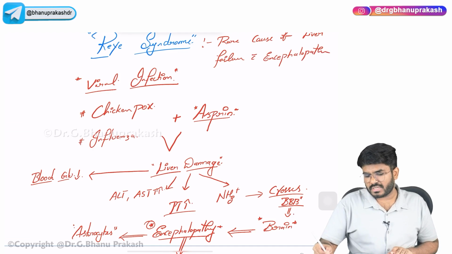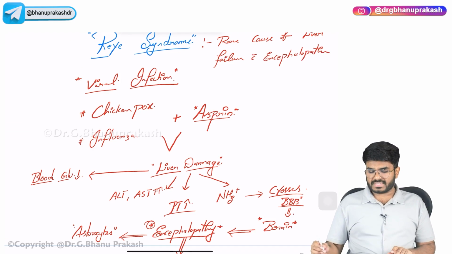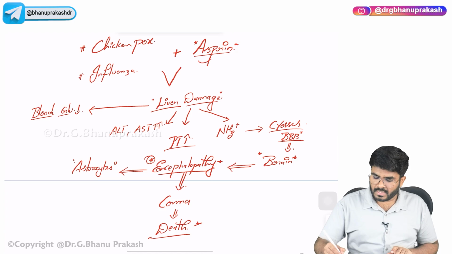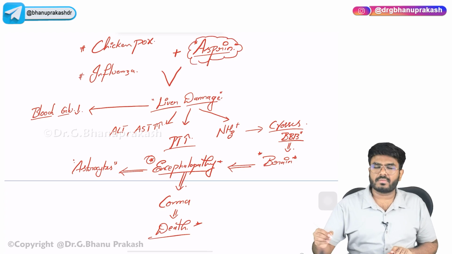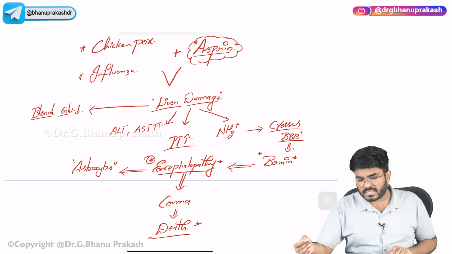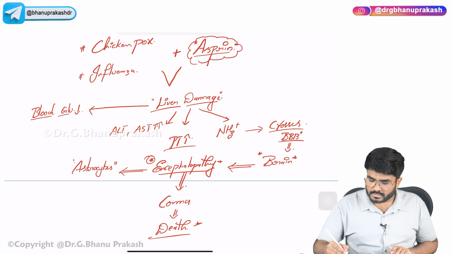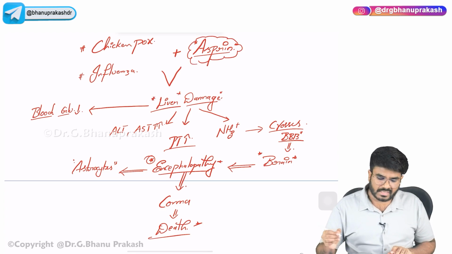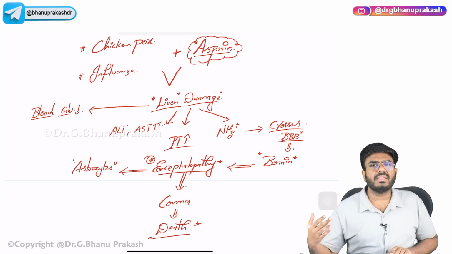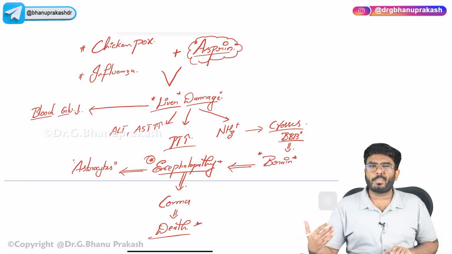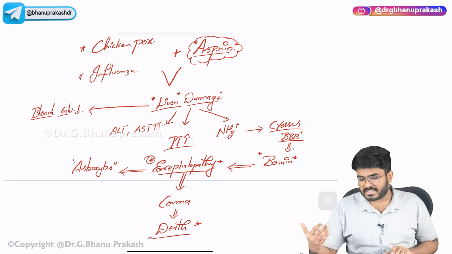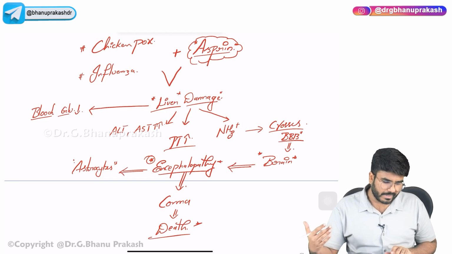It is seen in which condition? Whenever a child who has a viral infection takes drugs like salicylates, like aspirin, there is going to be liver damage. Why exactly does the liver damage occur? There are many hypotheses, but there is no proper evidence for why exactly this liver damage happens.